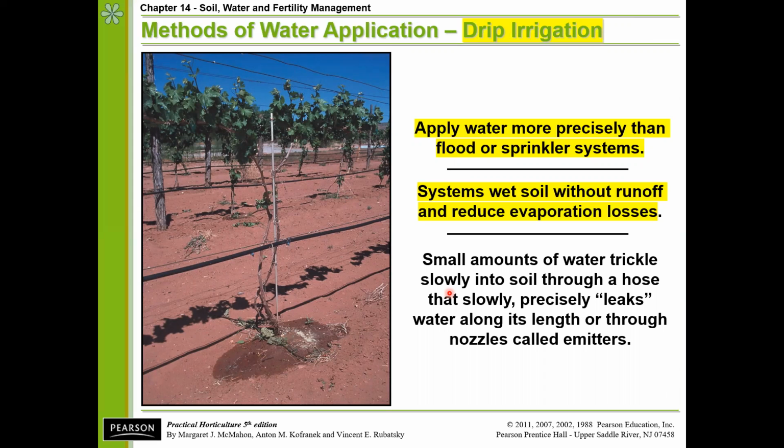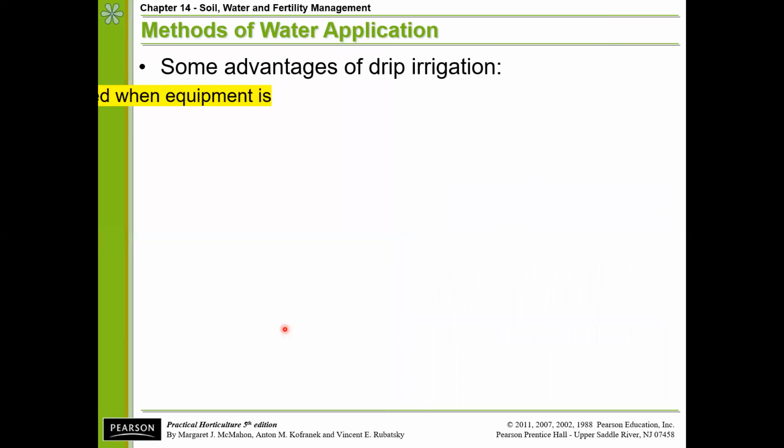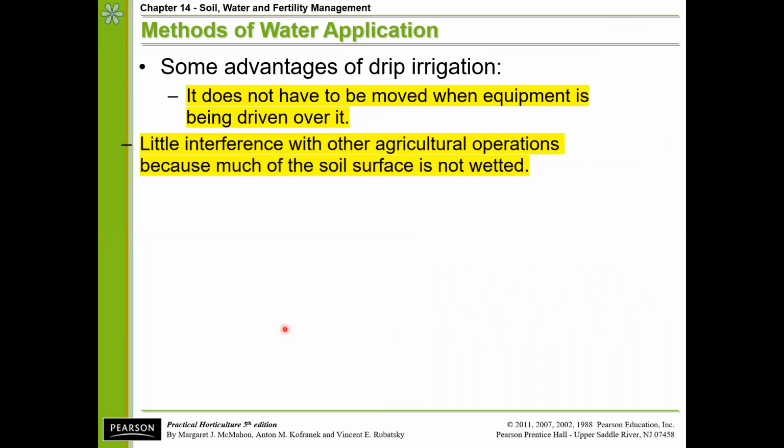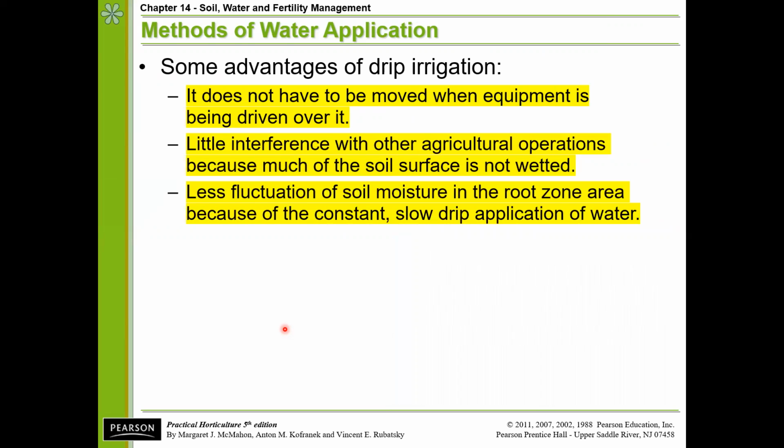With these drip systems, it's wetting the soil without runoff. It's also reducing evaporative losses, but the emitters themselves, because it's dripping slowly, are often subject to getting clogged. So, of course, with drip irrigation, you don't have to move it. You have little interference with other ag operations. You also have less fluctuation. You have more consistency in the water itself, and altogether less water is needed.